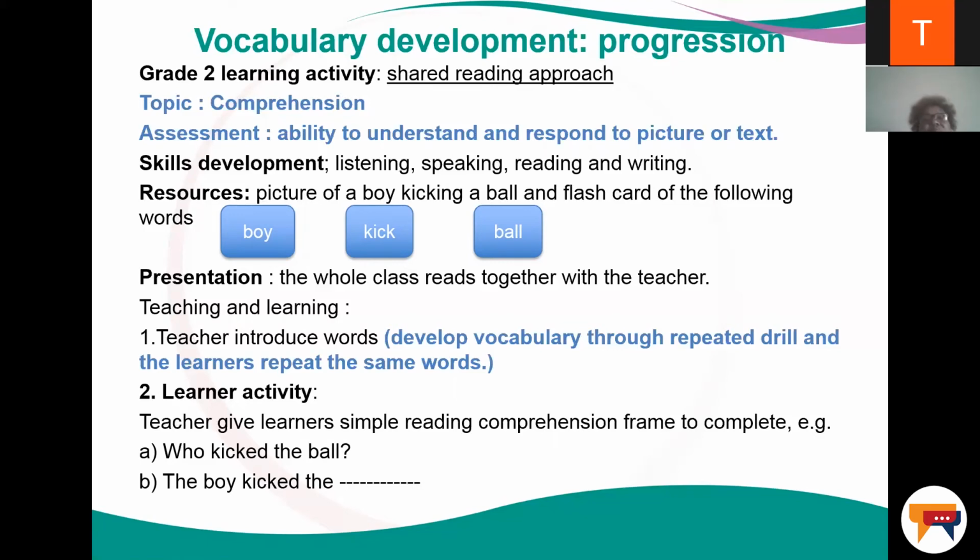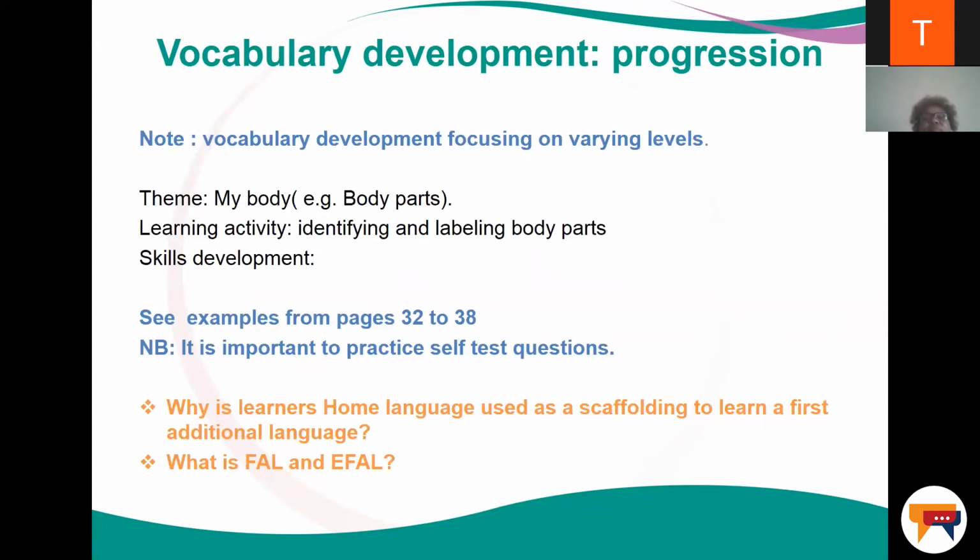Here's an example. Okay. Vocabulary again, development progression. Note vocabulary development focusing on varying levels. Theme: it's my body. Learning activity: identify and label body parts. Skills developed, for example, look at pages 32 and 38. It is important to practice self-test questions. Now, these varying levels are important. I can have my body from grade 1 to grade 3, but the levels of activities are different.